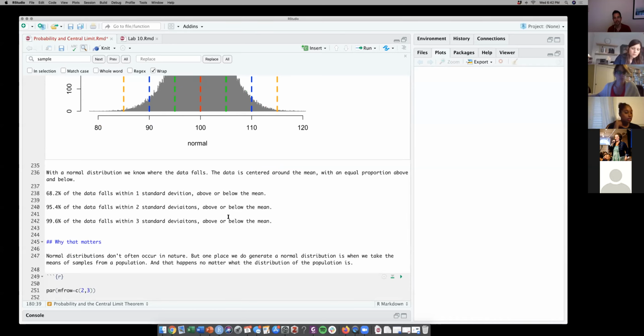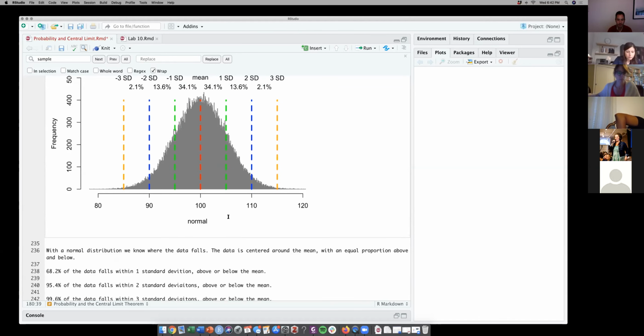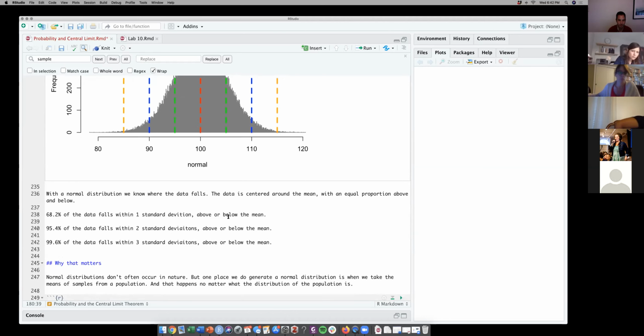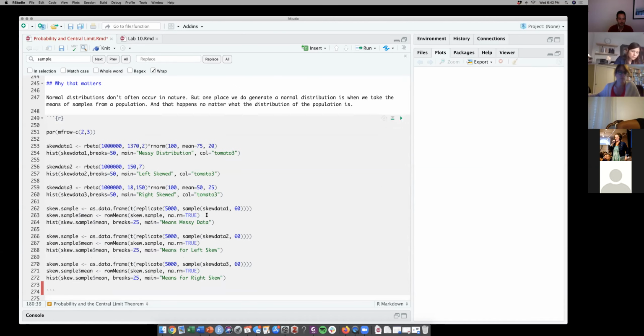That's important because if we take samples from a population, they will always form a normal curve. If we take repeated samples from any population and measure the mean, they will always form a normal curve. So here what I'm going to do is create 3 distributions of data: some messy data, a left skew and a right skew. And I'm going to take samples out of those distributions.